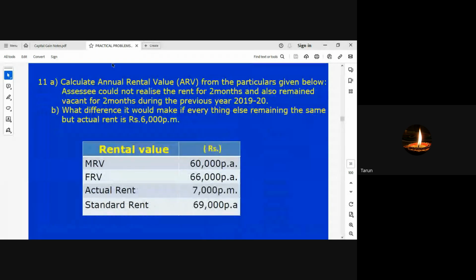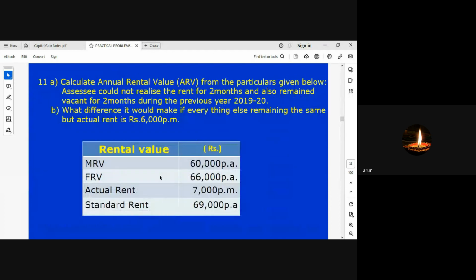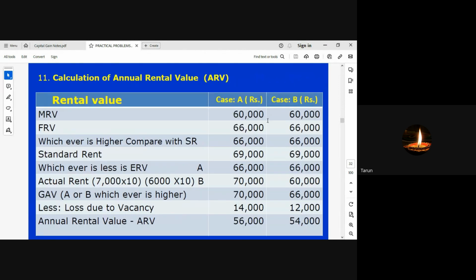This is a question in case A. You need to calculate the annual rental value. The SSC couldn't realize the rent for 2 months, and the vacant period was 2 months, due to the previous year of 2019 to 20. Right? So the SSC couldn't realize the rent for 2 months, so 2 months' rent is also deducted from the actual rent. Why? Because the actual rent has been considered for 10 months only.